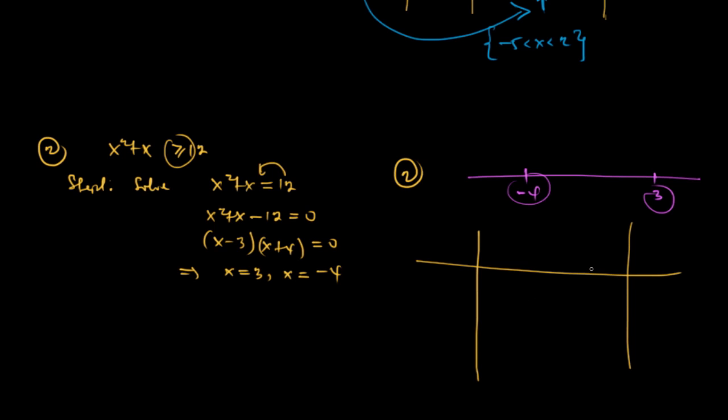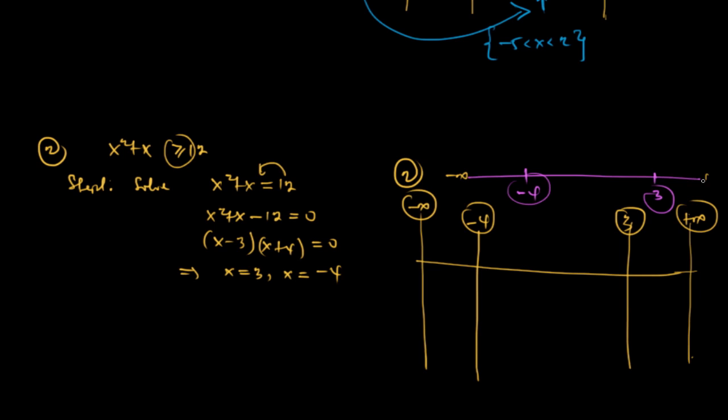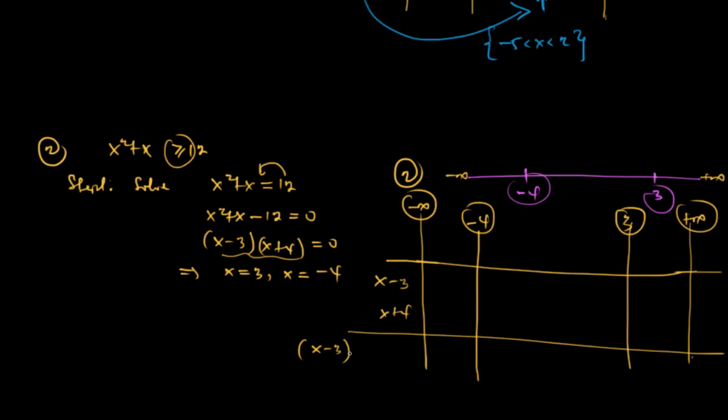So my line doesn't look fine there. Let's say this is negative 4, and then this is 3 here. Let's call this end positive infinity, and we'll call the other end negative infinity, just like before. So we already have a paradigm here, and then what we have here as the factors, we'll write here x minus 3, and then we have x plus 4. And then the product, which is (x minus 3)(x plus 4), that is what we have.